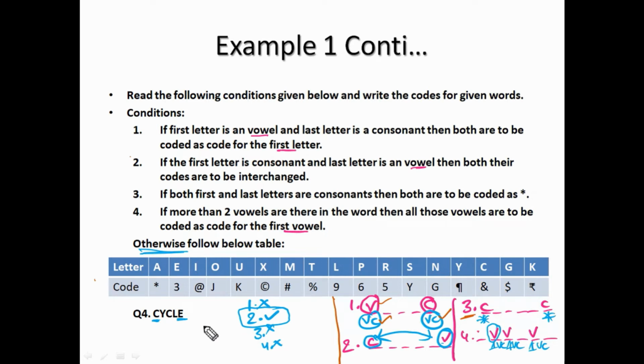Okay. According to condition 2, we have to interchange both first and last codes. Okay. Here, 1 C Y C L E. First place is C. What is its code? Ampersand. Write it in the last place. And last place is E. What is its code? 3. Write it in the first place. And what about remaining letters? Code them as it is. Code for Y is pi. Code for C is ampersand. And code for L is 9. This is the answer. Okay.